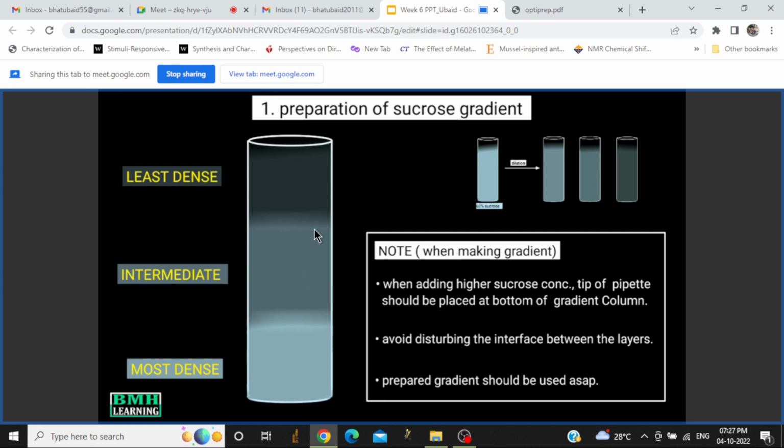We can take this density gradient out of this tube, and we can first take this sample, and then we will take this sample. Are you able to understand it properly? Should I move ahead? If there is any question, you can ask.